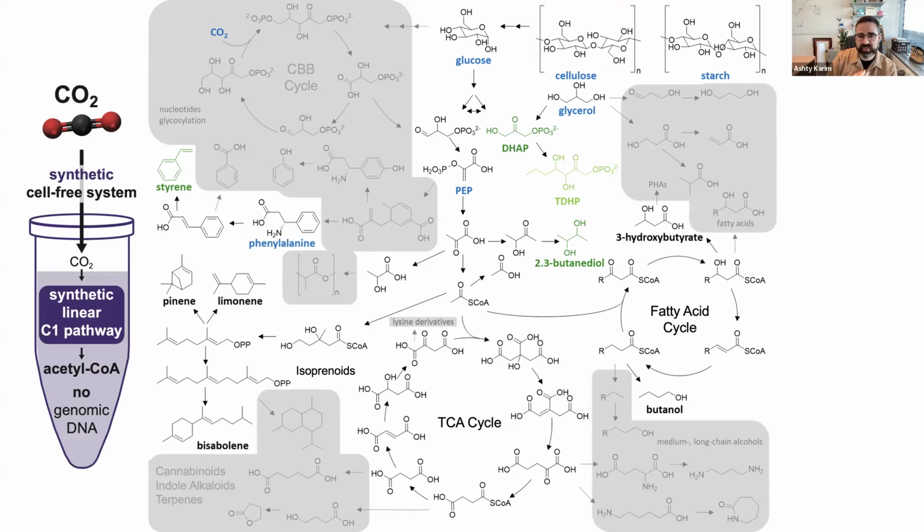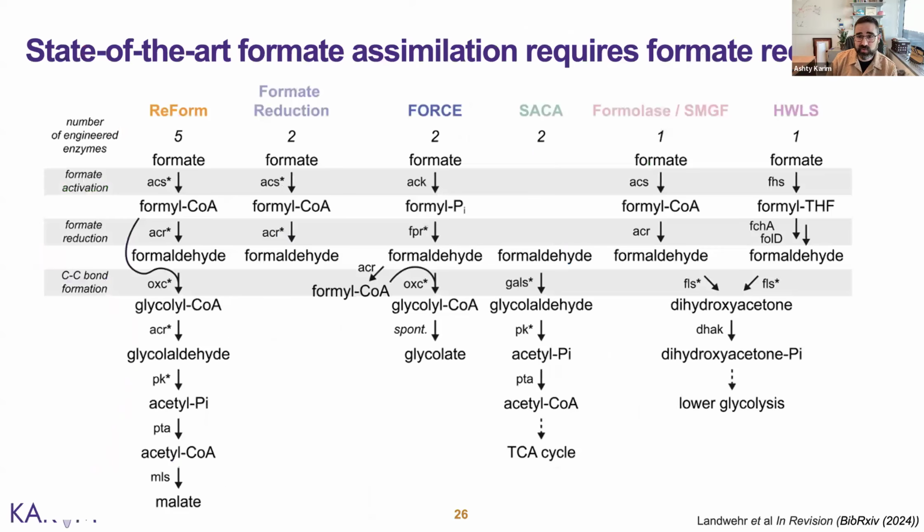One area of interest is actually trying to fix carbon dioxide using synthetic cell-free systems. This isn't a new idea. So there are several state-of-the-art formate assimilation pathways. While there are 7 naturally existing carbon fixation pathways, many of these are inefficient. So there's been a lot of work to create synthetic pathways.